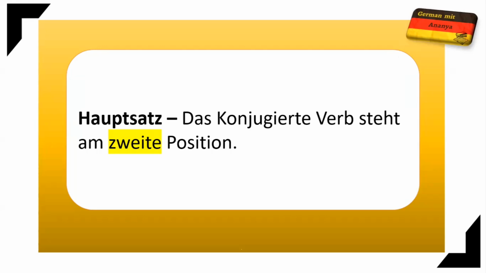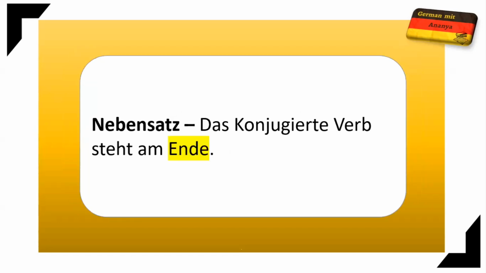One is Hauptsatz. What is Hauptsatz? Das konjugierte Verb steht an zweiter Position. When the verb is at the second position, in that case we will say this is a Hauptsatz. But if the verb stands at the end, then those sentences will be known as Nebensatz. So, in short, if the verb is at second place, then it is Hauptsatz. But if the verb is at the end, then we will say this is Nebensatz.